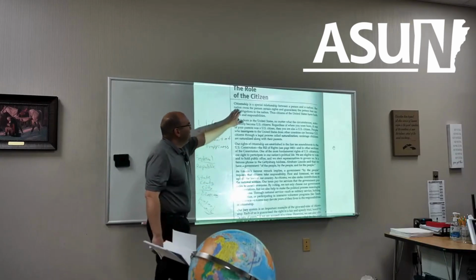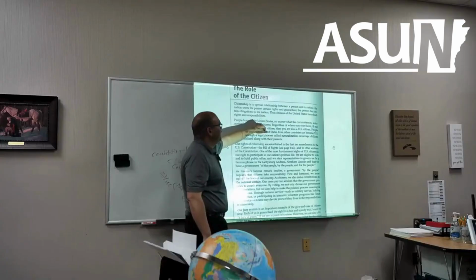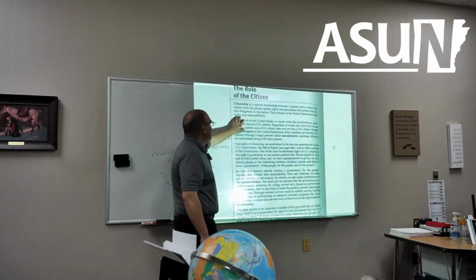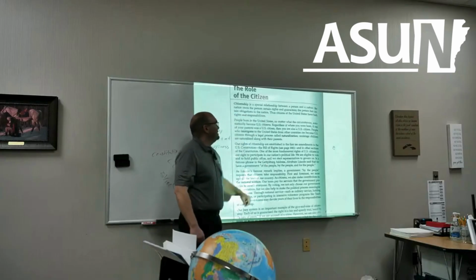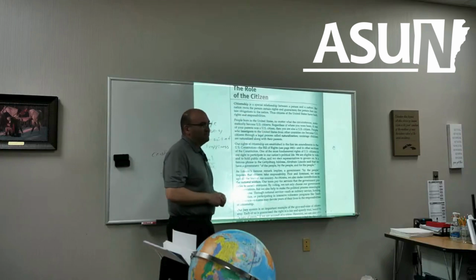All right? And that's just where we get into different debates. All right, so the nation owes the person certain rights, but the person has certain obligations to the nation. Thus, citizens of the United States have both rights and responsibilities.